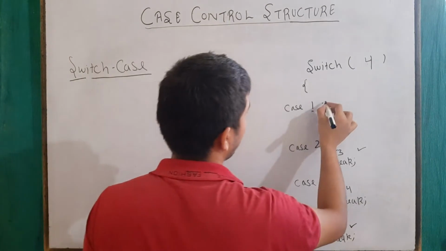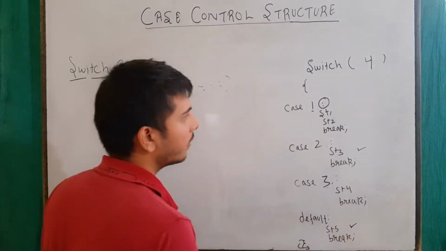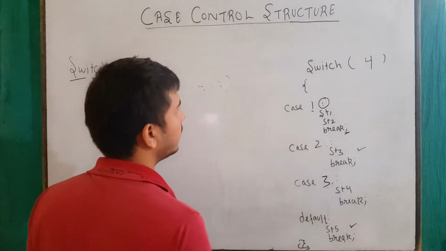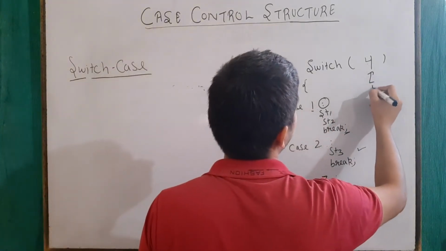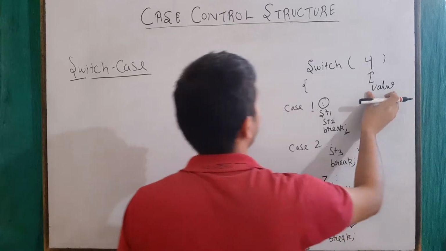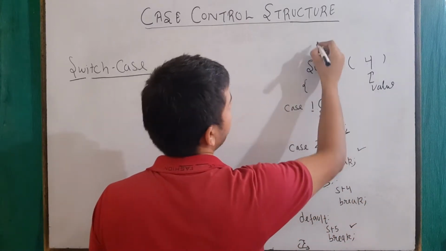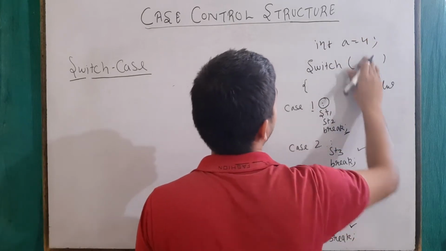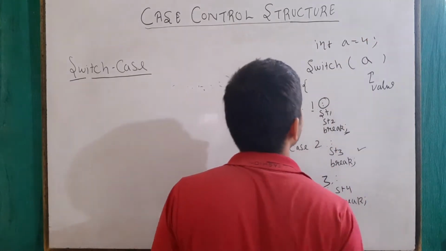Note that here I had used a colon, and with break a semicolon is used. Another thing is that here we should write a value. It is a must to have a value here. For example, I can write int a equals 4, let's say, then I can write a here.